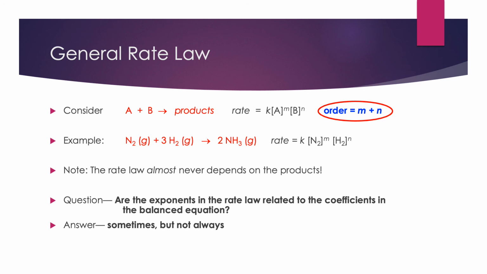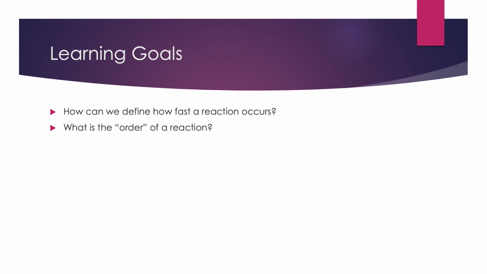Now we will see in a later lesson an instance of a particular type of reaction where we can make that assumption, and that's why sometimes it is true. But for the most part, we can't just assume that the balanced equation coefficients are the same as the exponents in the rate law. So I hope we've learned a little bit about how we define how fast a reaction occurs, and of course what an order of a reaction means. It says something about how the rate changes as the concentration of a reactant changes.